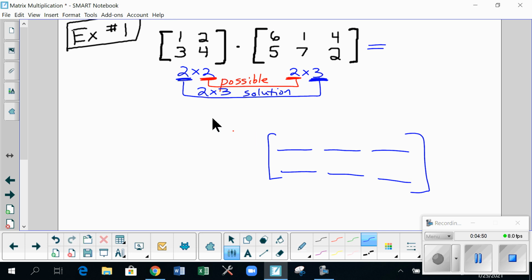All right, so the next question is, how do I find the actual elements? Am I going to take 1 times 6? Am I going to take 2 times 1? Am I going to take 3 times 5? What exactly am I going to do here? Well, it's kind of hard to put into words.